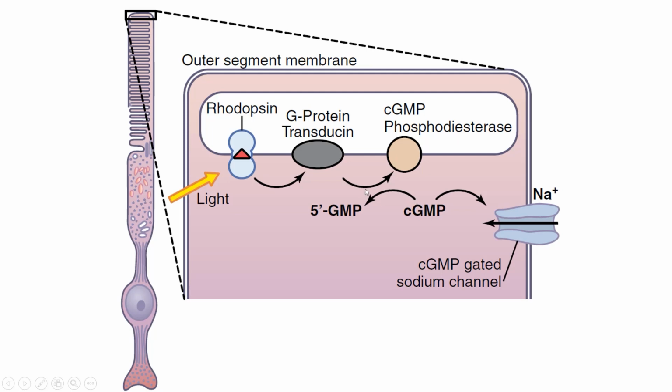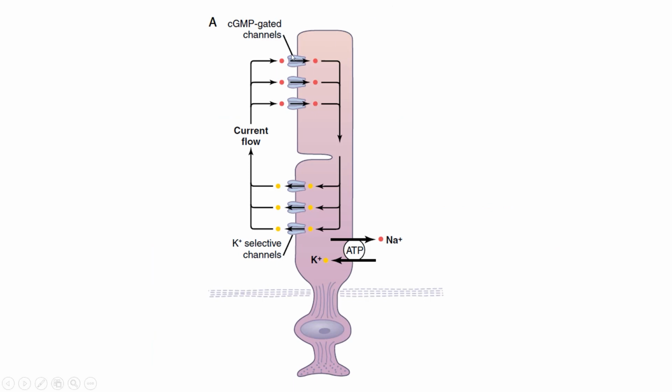Phosphodiesterase hydrolyzes cyclic GMP and converts it into 5' GMP. That means when phosphodiesterase is activated, we are losing cyclic GMP. It is being destroyed, or converted into 5' GMP. And when the cyclic GMP decreases, the sodium channel, which was cyclic GMP gated and kept open by cyclic GMP, remains closed now, because cyclic GMP was helping to keep this open. And when this sodium channel remains closed due to the light, the overall membrane potential of the rod is hyperpolarized, right?